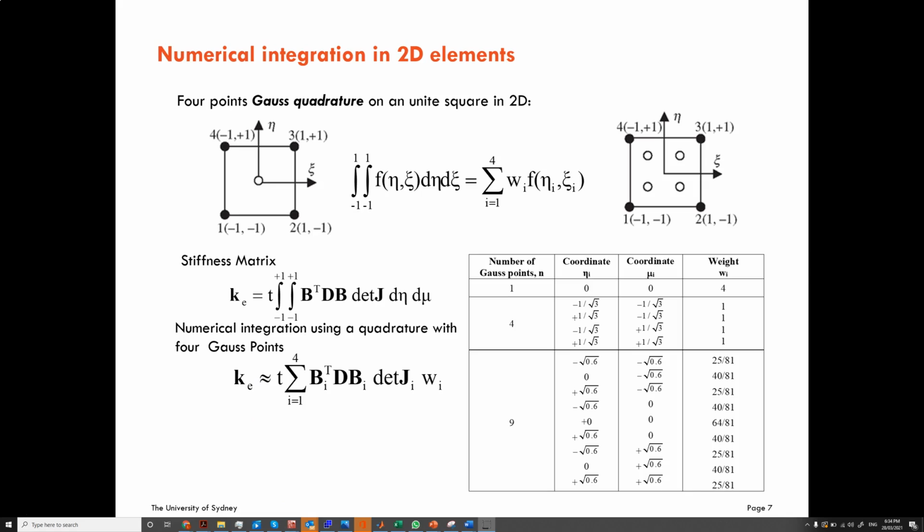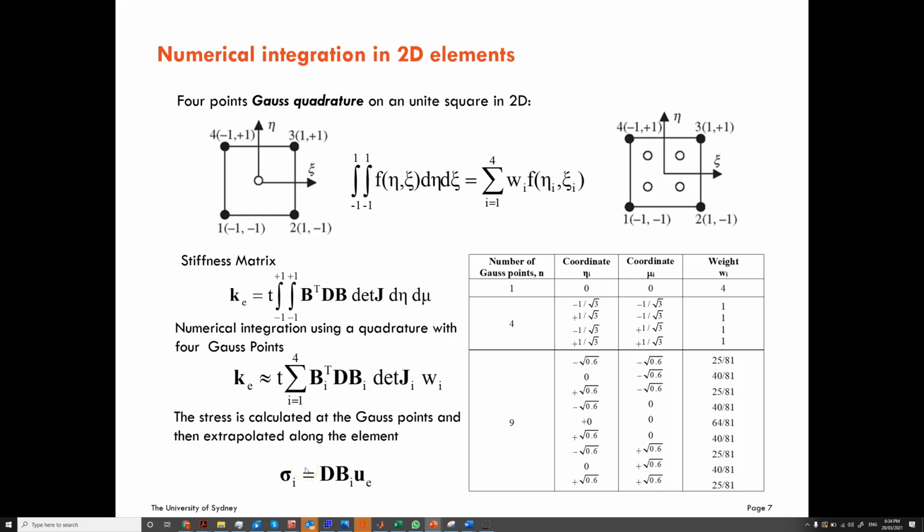After you get the nodal displacements, you can calculate the stress. The stress at each Gauss point can be calculated using this formula. This is the nodal displacements and this is the B matrix calculated at the Gauss point.